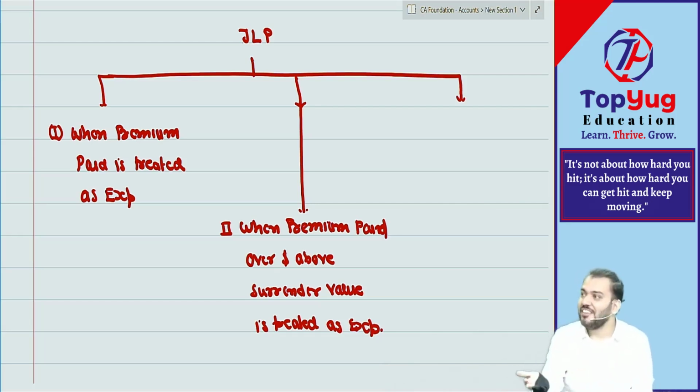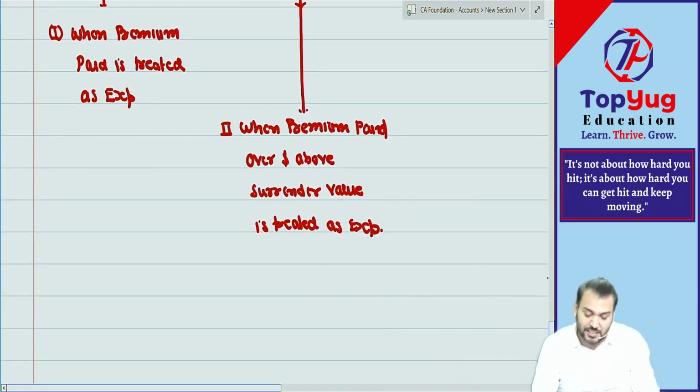Correct? If suppose you are paying 10,000 and at the end you will get 9,000, what is your expense? 1,000. The first approach is not correct now. You are improving yourself now. Yes, the second is the only correct one. So when premium paid over and above surrender value is treated as an expense, what is the accounting that we need to understand?